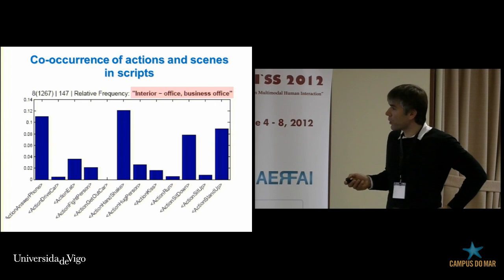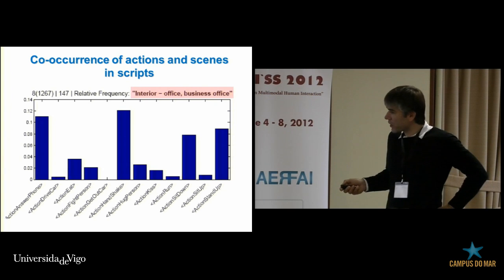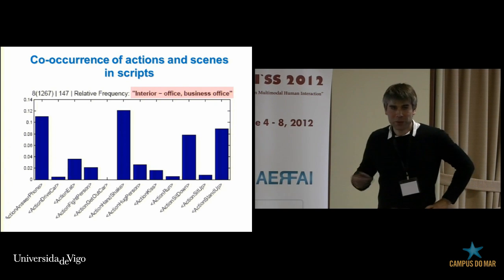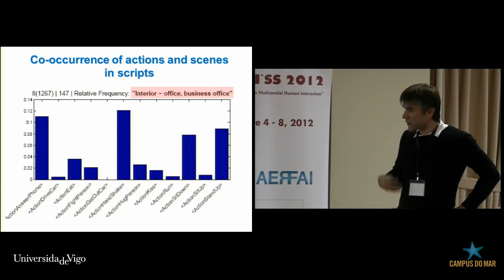This is the correlation which we can measure automatically. For example, for the scene office, we can measure the correlation of this scene with our set of 12 actions, and we see that in the office, people answer phone, handshake, sit down, and stand up, which makes sense. This was discovered automatically, so we didn't have to do any annotation for this.